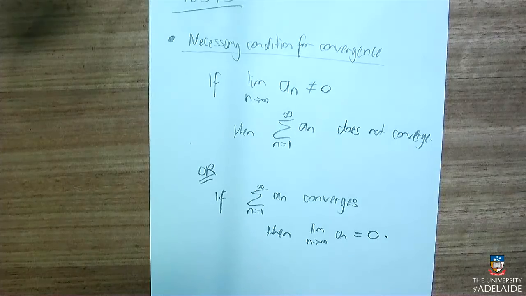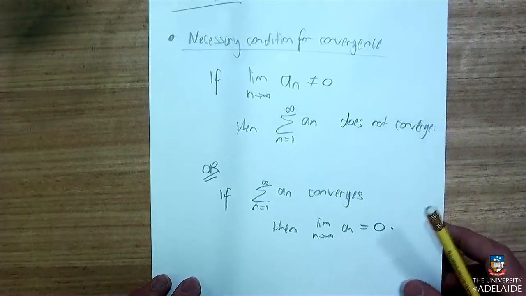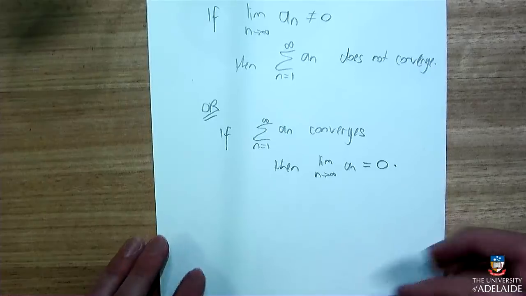The big point is that if the limit of the individual bits does go to 0, it tells you nothing about whether the series converges or not. So it's important to realise that this only tells you that things don't converge. It never proves that things do. So I just need to do an example of this in use.